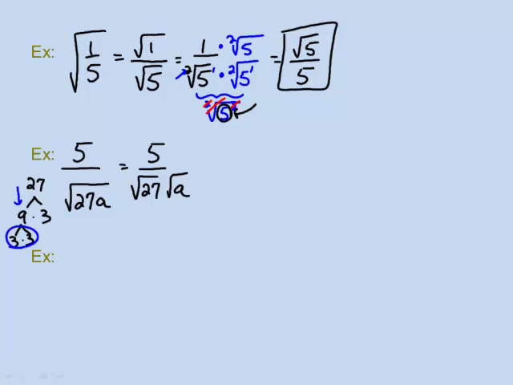The square root of 27 is the same as the square root of 3 squared, or the square root of 9, times the square root of the 3 that is not part of that square.